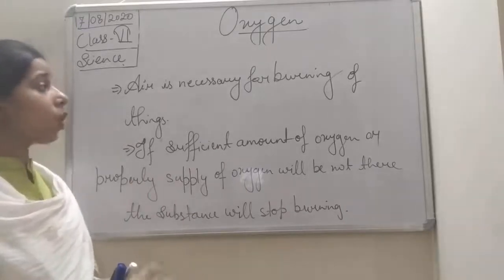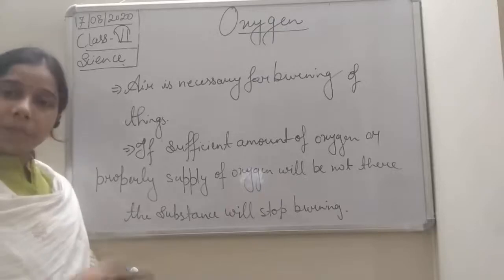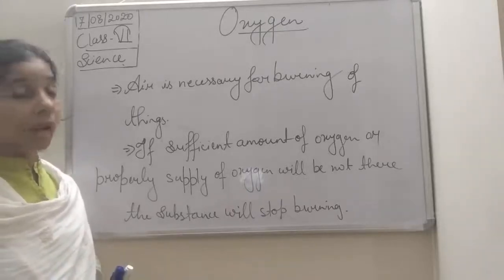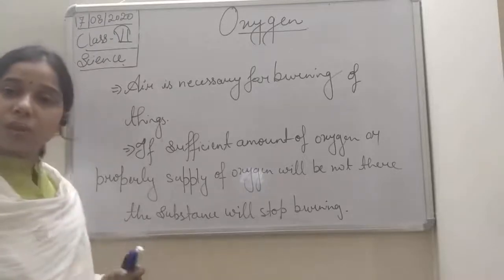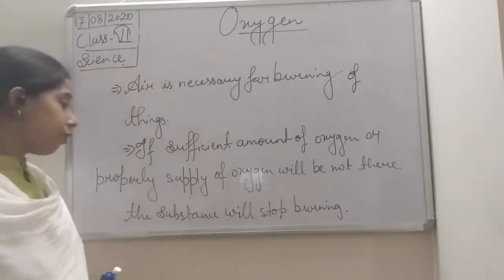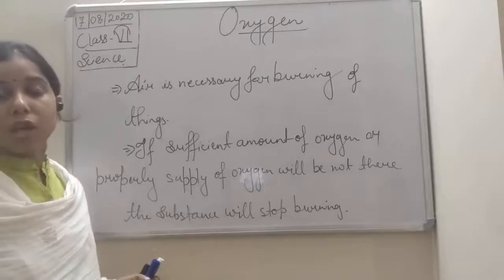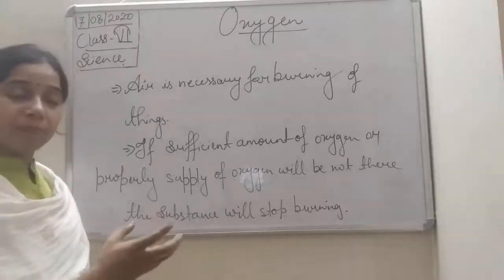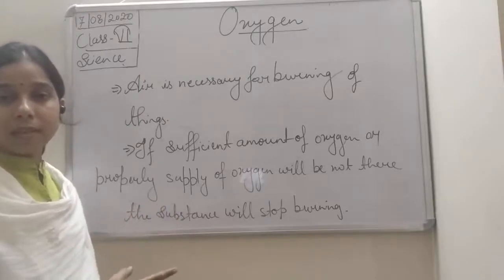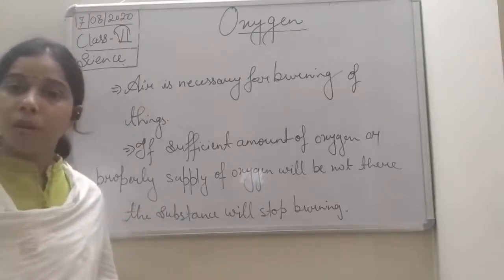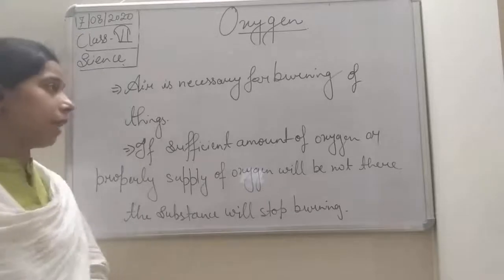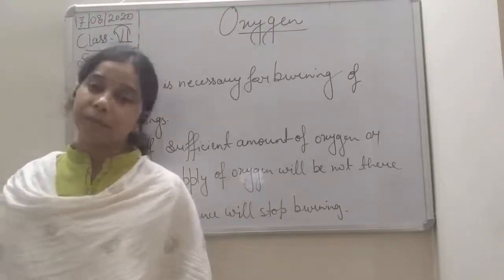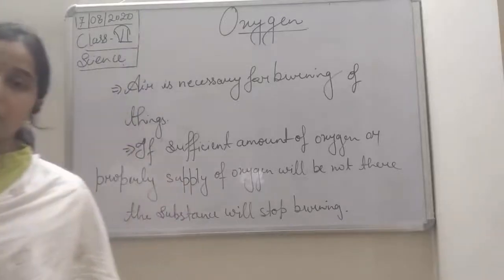So we can say that a continuous supply of oxygen is necessary for a burning substance. And if a sufficient amount of oxygen, or a proper supply of oxygen, is not given to the burning substance, then what will happen? It will stop burning. So by this we can say how air is necessary, and how it plays an important role in the burning of a substance.